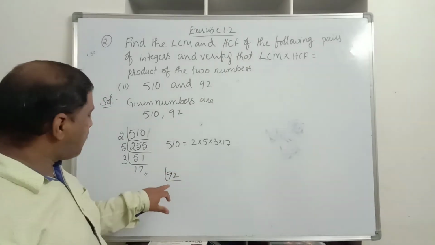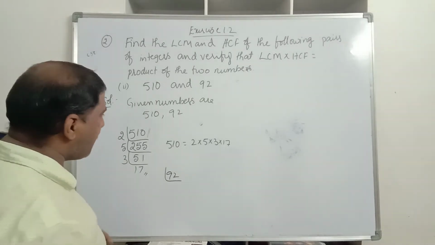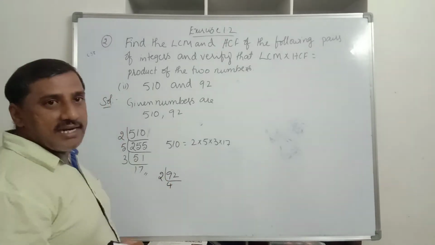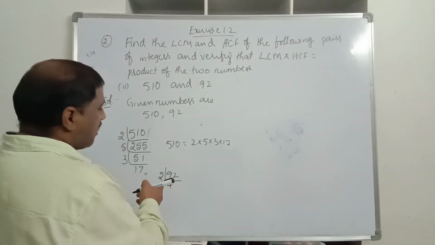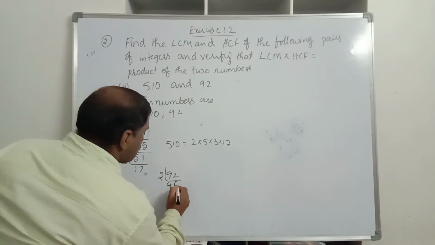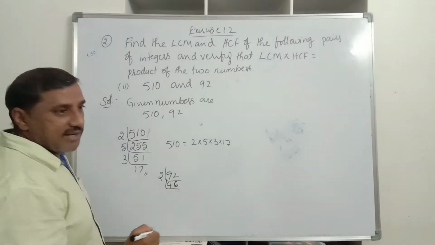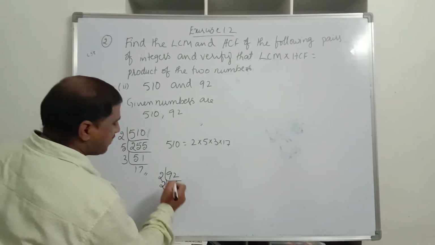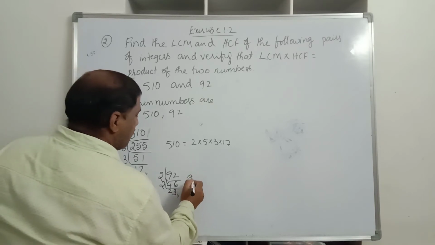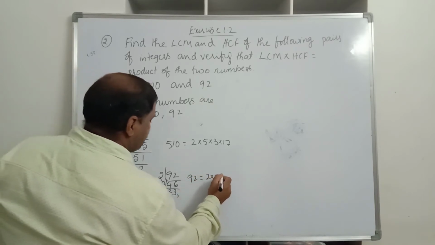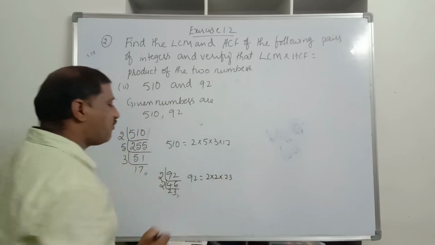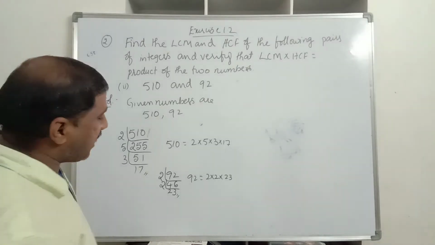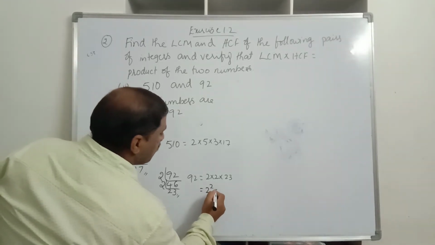Here we have 92. 2 is in the units place, so it is divisible by 2. 2 4s are 8, 9 minus 8 is 1. Then bring down 2, we get 12. 2 6s are 12. Again, 6 is in the units place, so it is divisible by 2. 2 2s are 4, 2 3s are 6. So we got 23, which is also a prime number. Therefore, the prime factorization of 92 is 2 into 2 into 23, that is, 2 square into 23.